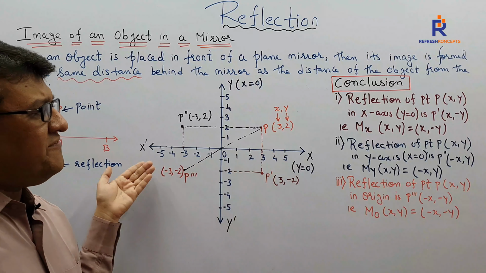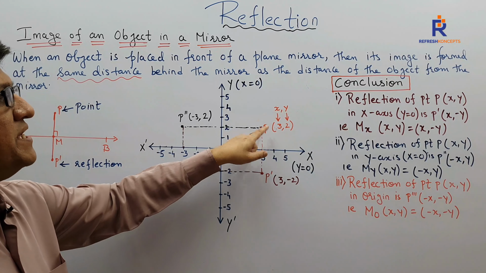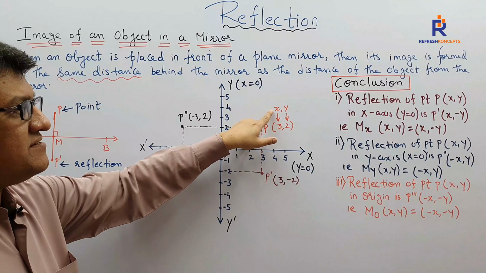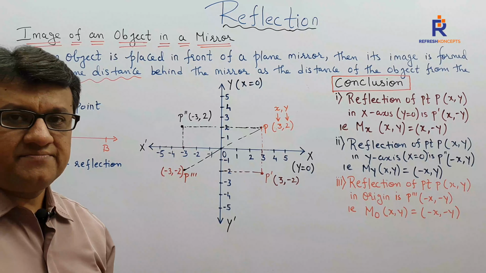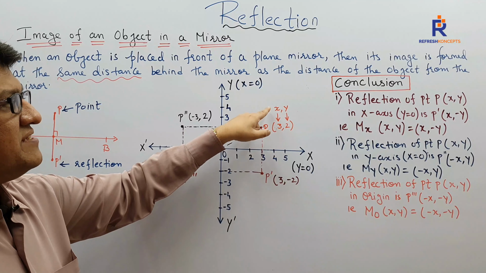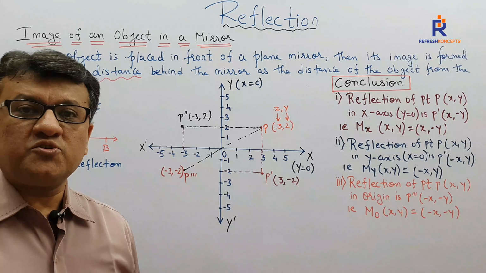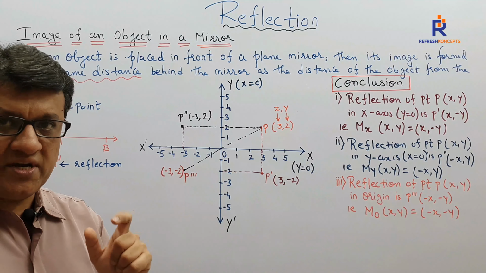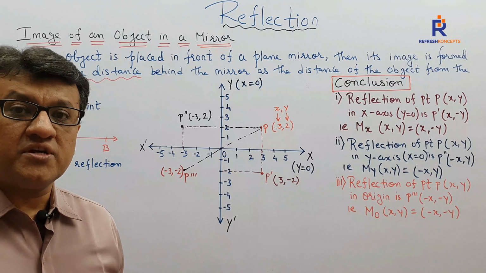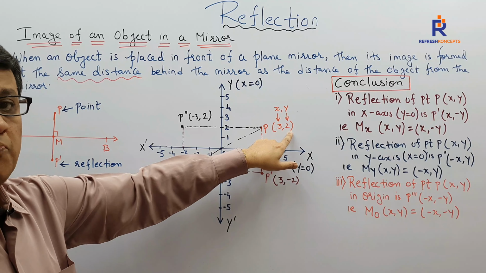Coming back, we have our coordinate axes. Now we have taken one point P, whose coordinates are (3, 2). So 3 is the x coordinate and 2 is the y coordinate of that particular point. X coordinate is also termed as abscissa and y coordinate is also termed as ordinate. I hope you are aware. If not, please take note. So my abscissa is 3 for point P and my ordinate is 2 for point P.